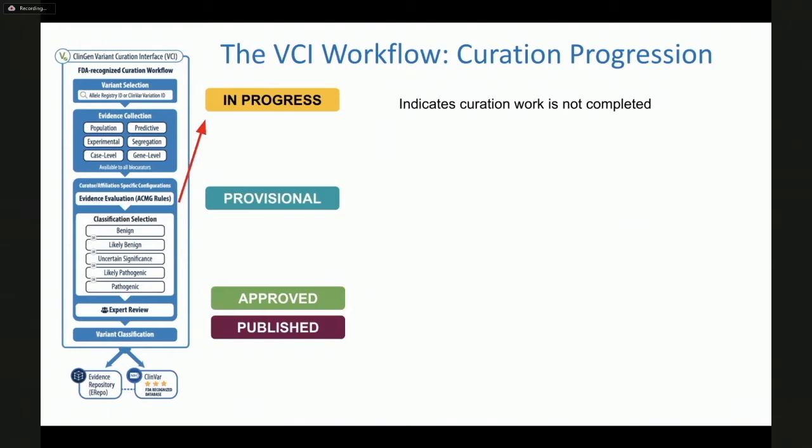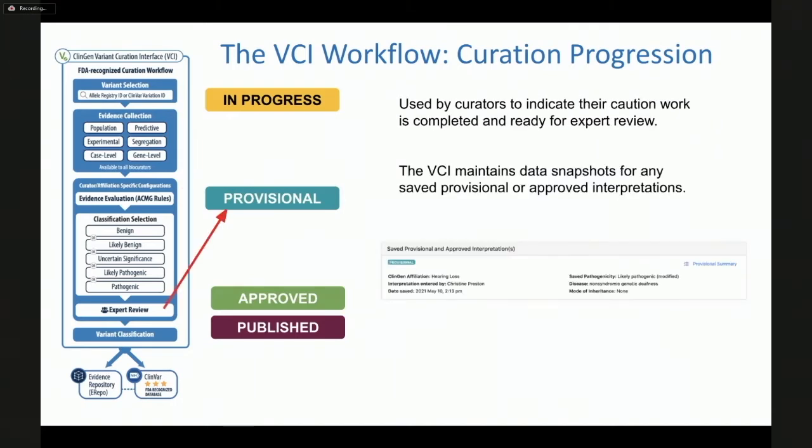Finally, I wanted to talk briefly about the status of variant interpretation records in the VCI, as this also supports a general workflow. We have 4 statuses shown here in these colored buttons. And these are displayed in the same manner as in the GCI. The in progress status indicates that curation work is ongoing and not yet complete. Well, the provisional status is used by curators to indicate that the curation work is completed, but that this still requires expert review, which is part of the workflow.